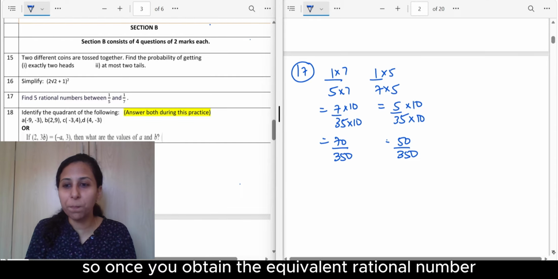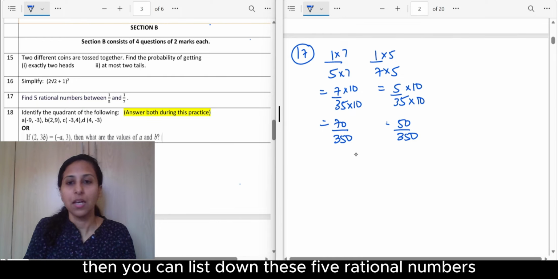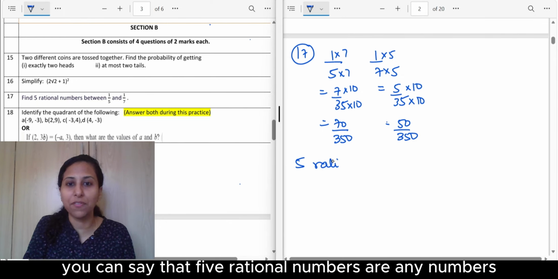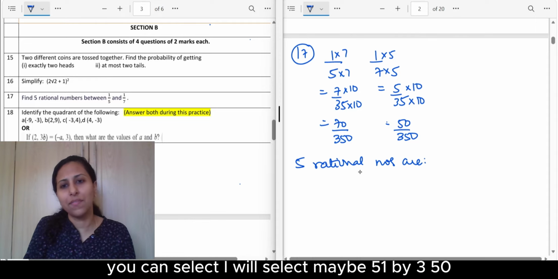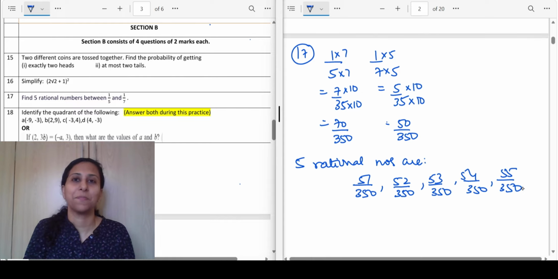So once you obtain the equivalent rational number form of these numbers, then you can list down these 5 rational numbers. You can say that the 5 rational numbers are any numbers you can select. I will select maybe 51 by 350, 52 by 350, 53 by 350, then we have 54 by 350 and 55 by 350.